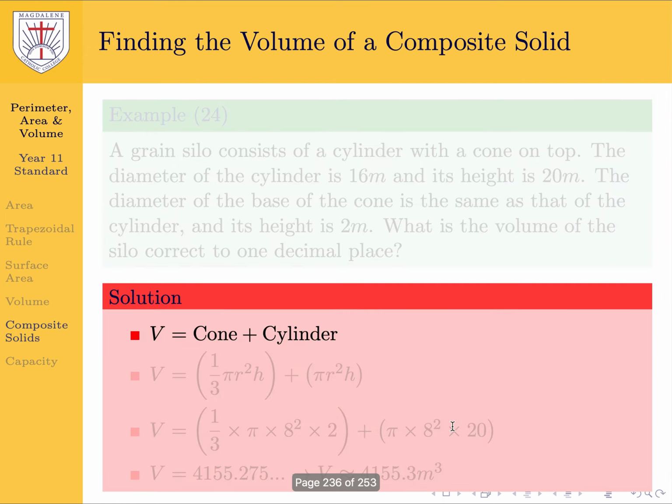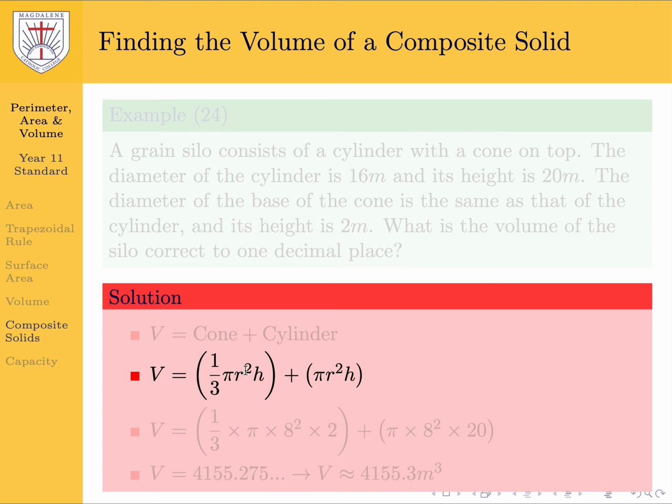So we know that for the volume, it's going to be the volume of the cone plus the volume of the cylinder. So the volume of the cone will be 1/3 times pi times r squared times h, which we learnt in our last lesson how to work with cones. And then for the cylinder, it's pi times r squared h, which we also learnt in a previous lesson. All we need to do now is just substitute the values in from the question.